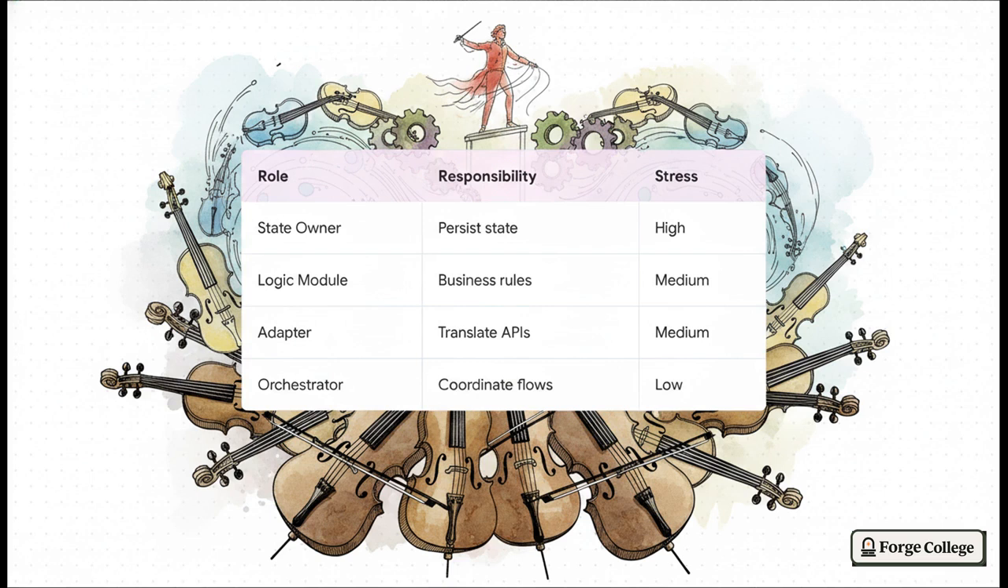Above them, we have the logic modules. These are your fast-moving violins. They're calculating rewards, enforcing business rules, that sort of thing. They don't actually store the core data, which means replacing them is, thankfully, much less stressful. Then we have our adapters and registries. These act kind of like translators between different systems. And finally, at the very top of it all, we have the orchestrator. This is our conductor, coordinating those multi-contract flows and making sure the whole user experience is totally smooth.